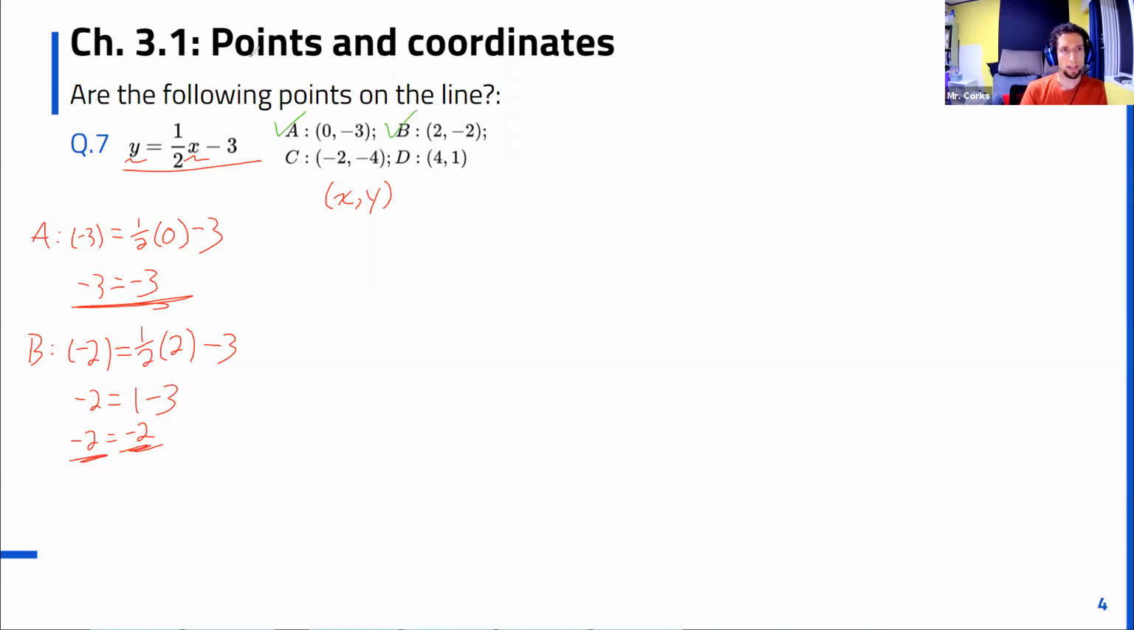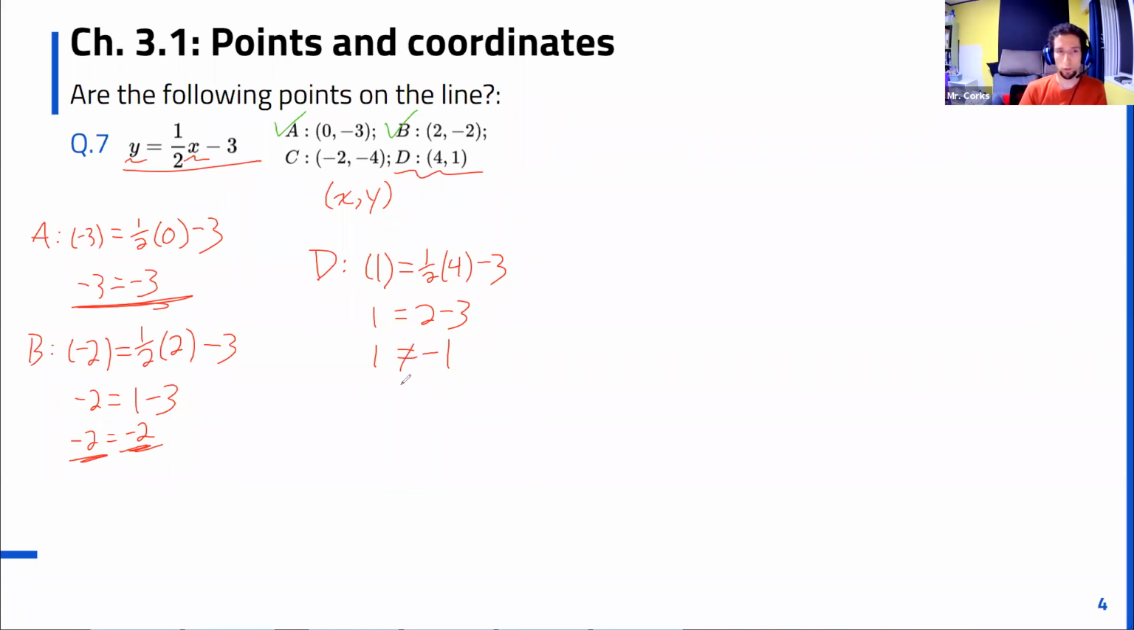Let's take a look at D just for some variety here. Point D. So once again, the same equation. So we have 1 for the Y value equals 1/2 times 4 minus 3. So 1 is equal to 2 minus 3, and we get 1 is equal to -1.